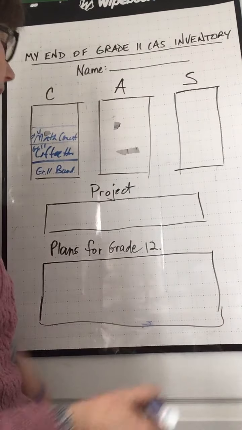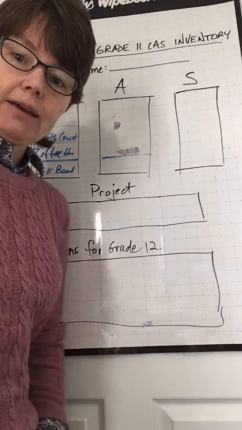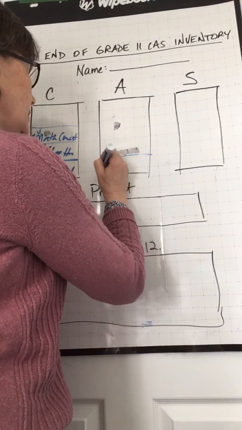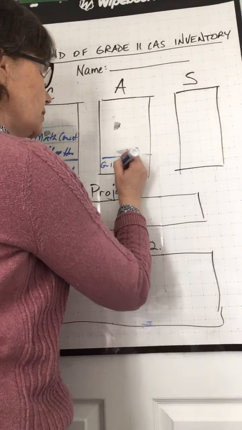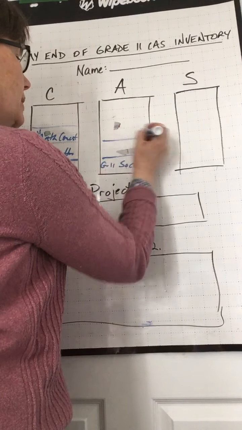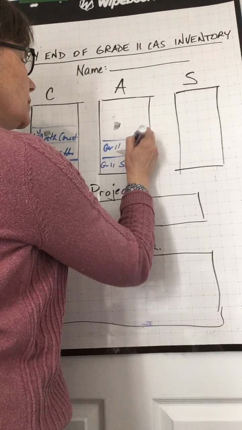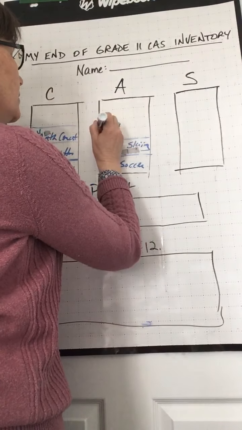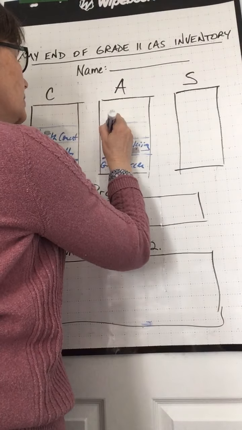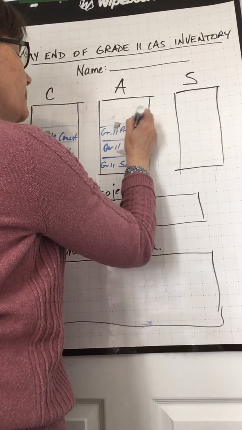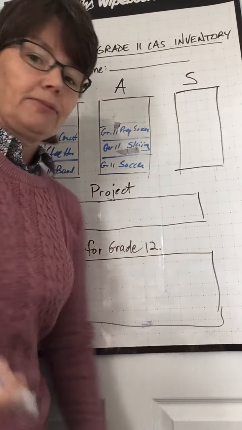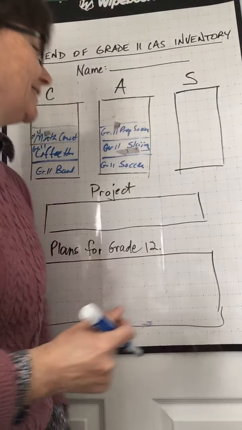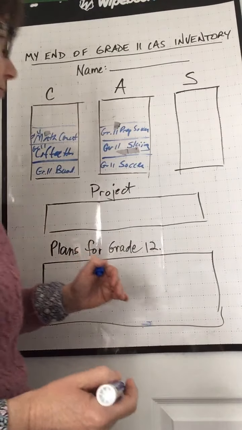In my action, I might already have 3 there as well because of my grade 11 fall sport, which for me was soccer, my grade 11 winter sport, which for me was skiing, and then my grade 11 spring sport, which is grade 11 prep soccer. That's for me, but you will put yours in, of course. And that's all I had for action.